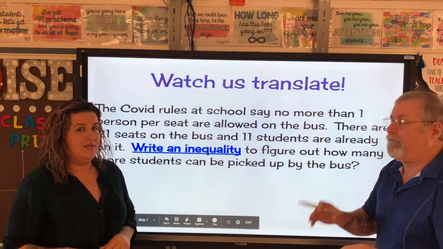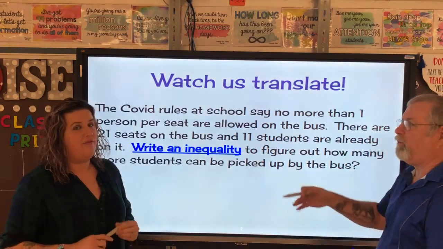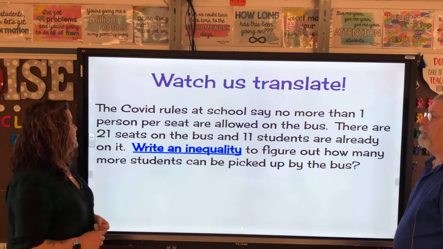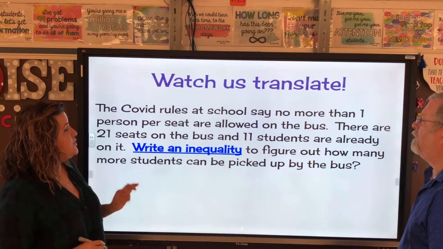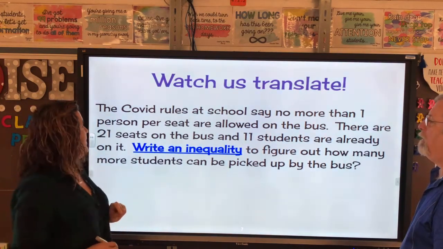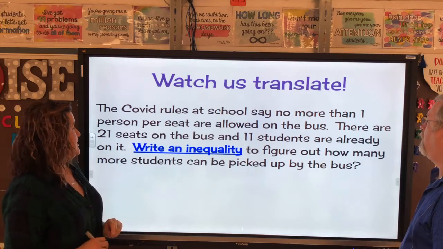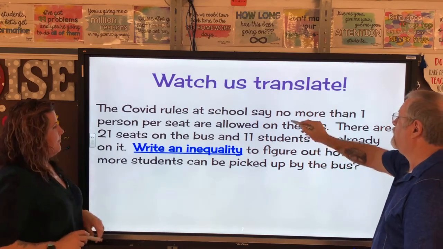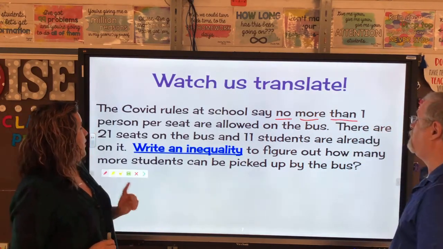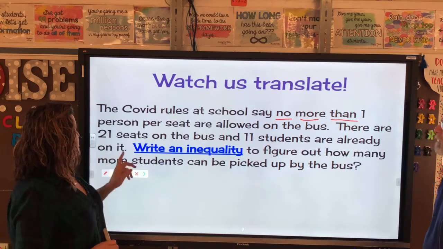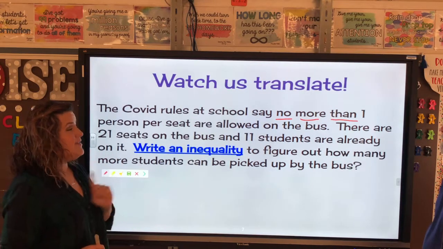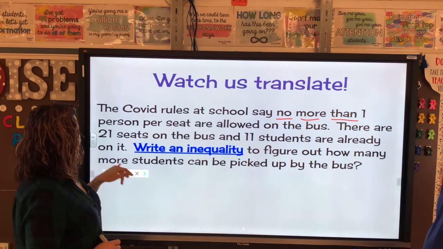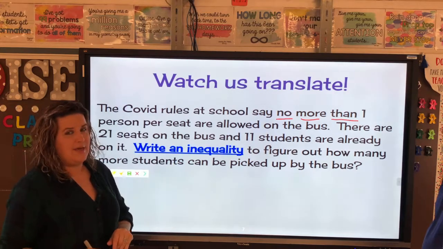Okay. So let's look at a word problem. This is actually a full-fledged, one-step inequality word problem. And this is really a practical situation that's happening in our lives right now, too. It says the COVID rules at school say no more than 1 person per seat are allowed on the bus. There are 21 seats on the bus, and 11 students are already on the bus. Write an inequality to figure out how many more students can be picked up by the bus.